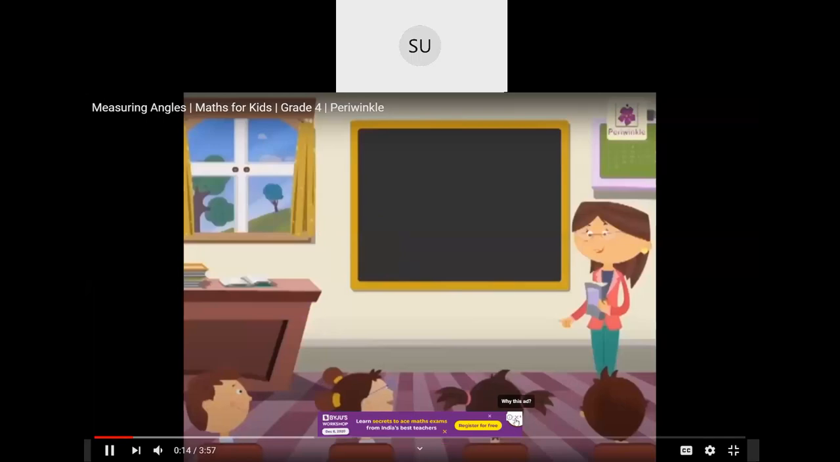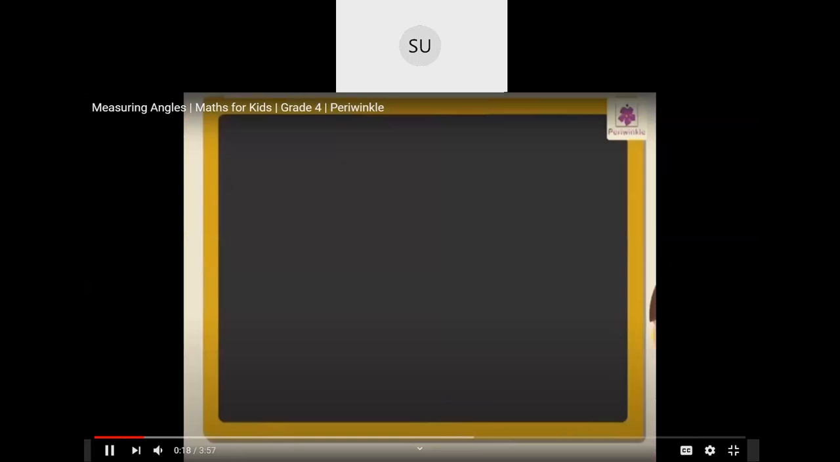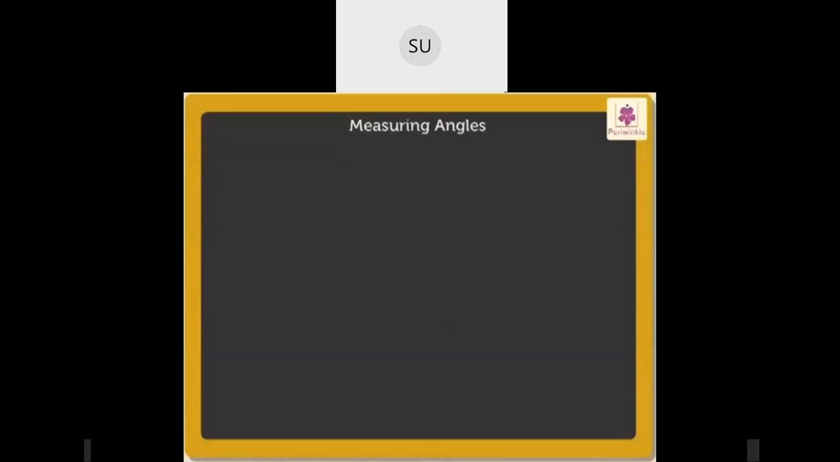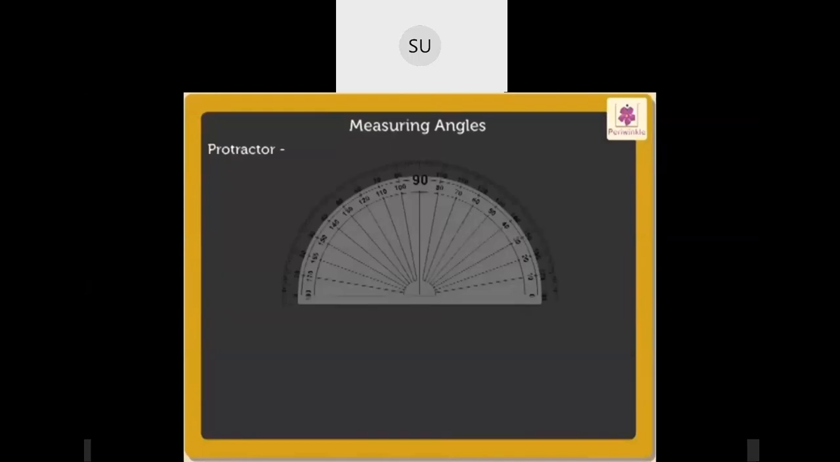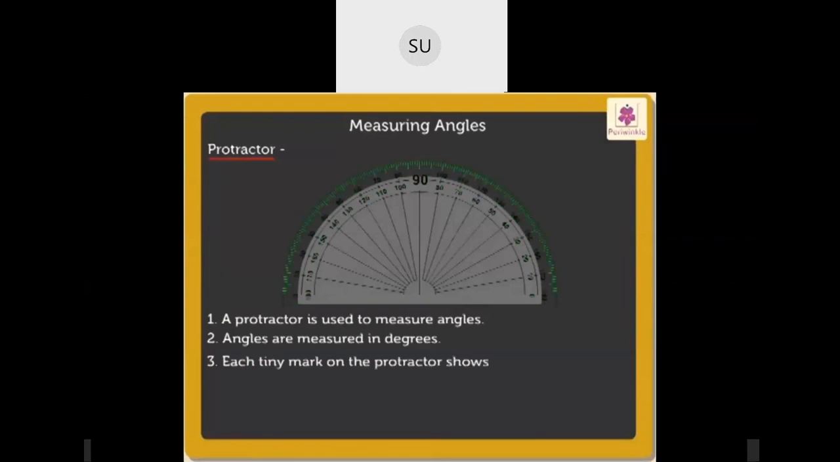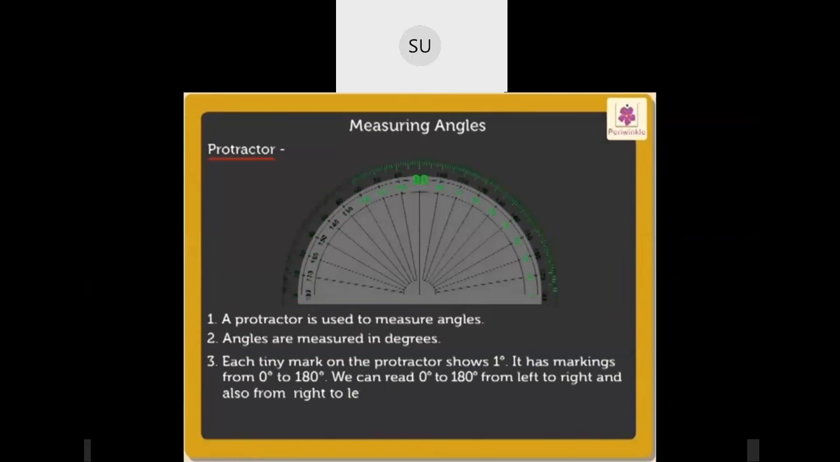Today, let's learn how to measure an angle. Let us begin by learning about the geometric instrument protractor. 1. A protractor is used to measure angles. 2. Angles are measured in degrees. 3. Each tiny mark on the protractor shows 1 degree. It has markings from 0 degrees to 180 degrees. We can read 0 to 180 degrees from left to right and also from right to left. 4. While measuring an angle, the central point is placed on the vertex of the angle.